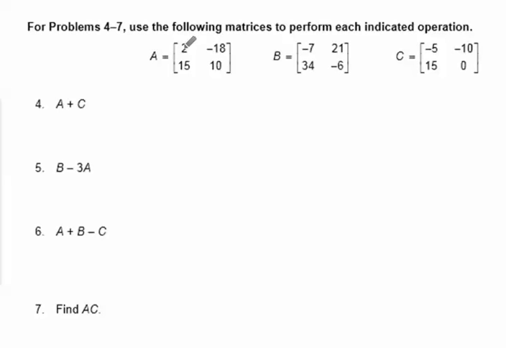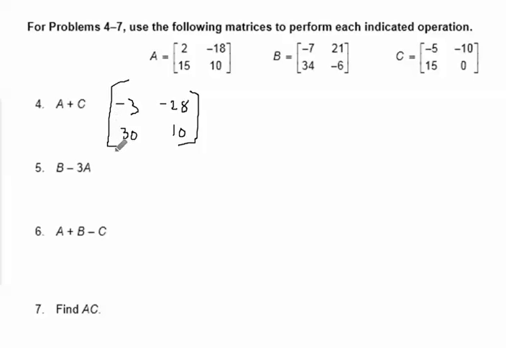Okay? So this one, we've got A, we got B, we got C. These are all 3 matrices. If I wanted to find A plus C, that's going to be 2 plus -5, that's -3. -18 plus -10, that's -28. 15 plus 15, that's 30. 10 plus 0, that's 10. We just added it together.